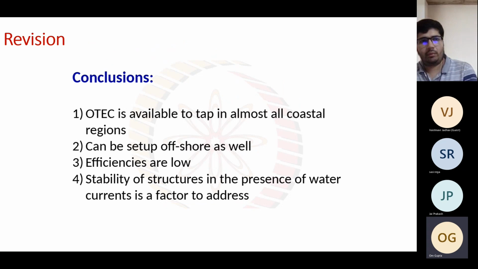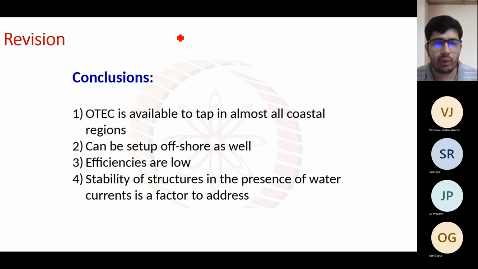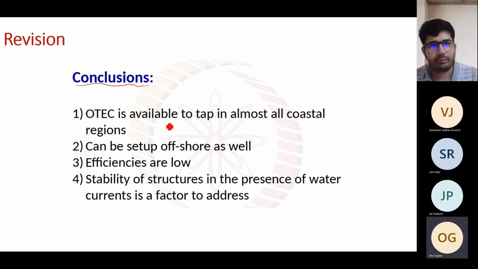OTEC is quite difficult, but it can be useful, for example for refinery setups in the ocean. Is there currently any plant working on OTEC in India or outside? Plants are there, but we have to search. I don't remember the exact locations or names, but plants are there. Okay, you can search after the class. Yeah, sure. Thank you.